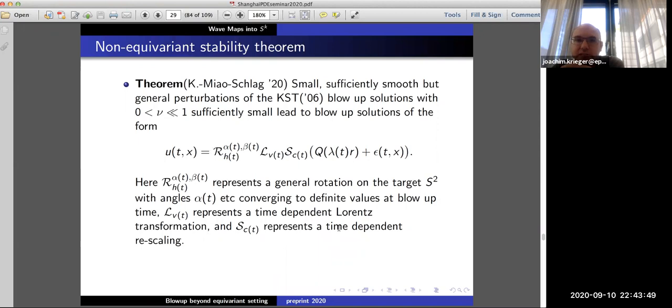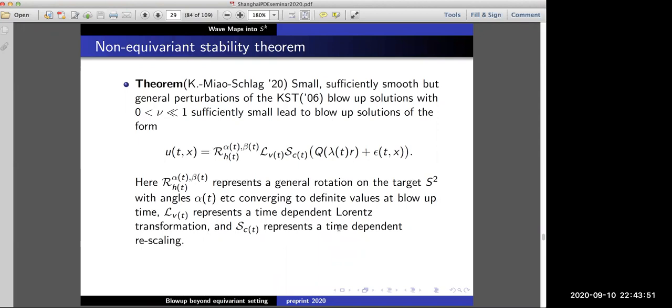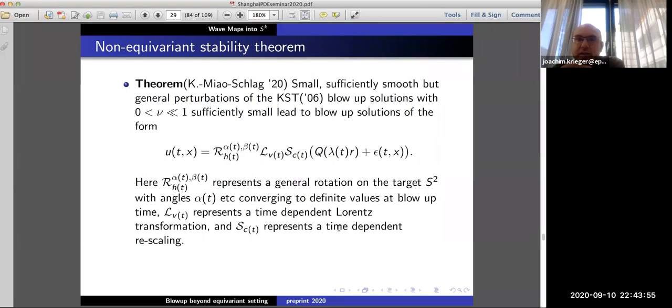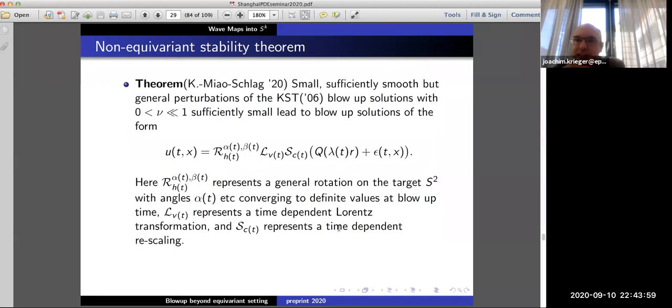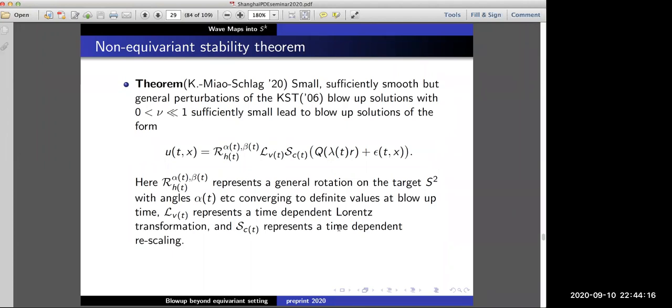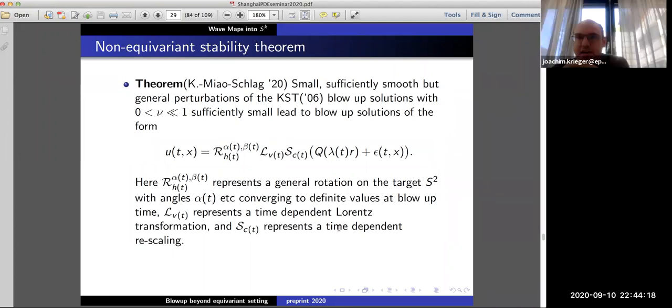Nonetheless, the theorem that we have is the following. You take one of these KST blowups for nu small enough, and you take an arbitrary perturbation of the data. There are some technical restrictions. The perturbation has to be smooth enough, let's say we put H100. And also there is a very technical restriction we put, which is not really essential, that it is supported strictly inside the light cone, which is centered at the singularity. There's no symmetry reduction there.